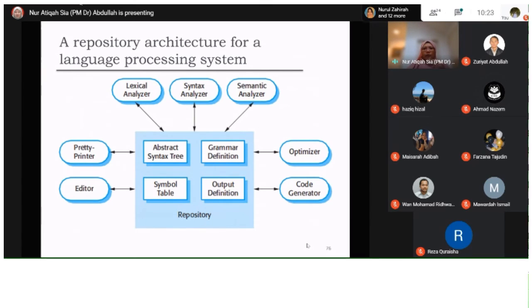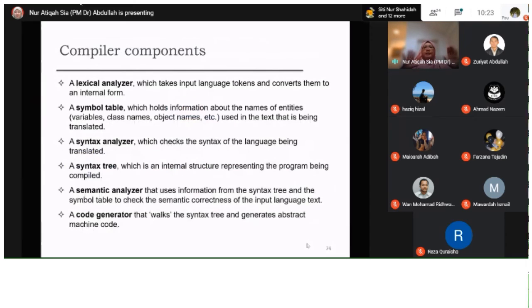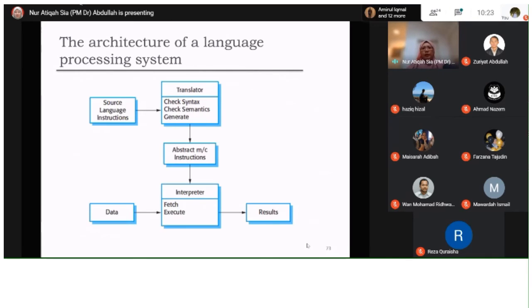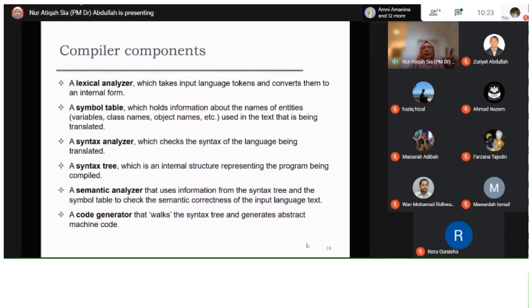Faham Doktor? Okay. So bermaksud dua benda yang berbeza. Application architecture hanya identify komponen apa. Komponen apa kalau saya nak buat sesuatu compiler? Dia kena ada lexicon analyzer, symbol table, syntax analyzer, syntax tree, semantic analyzer dengan satu code generator. Enam komponen ni make out satu application architecture.